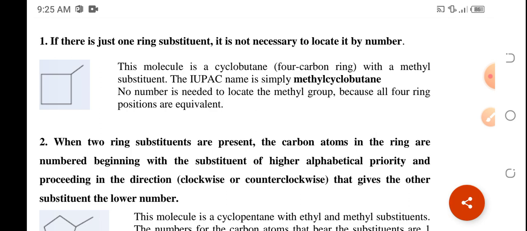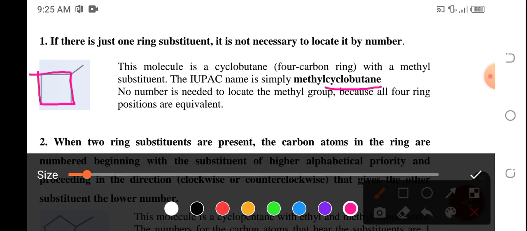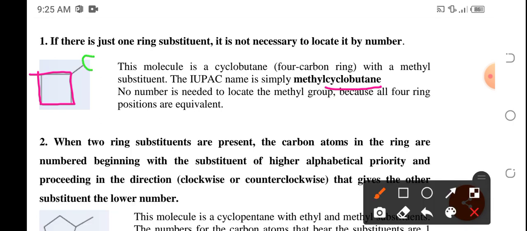So, for this structure, nakakakita tayo ng square. Alam natin yung square na yan represents a cyclobutane. And this substituent attached to that cyclobutane, so yung isang line na yan, and that ending represents one carbon atom. At naaral natin from our last previous discussion that if there's only one carbon atom as a substituent, it would be named as methyl. So as a whole, this structure is known as methyl cyclobutane.